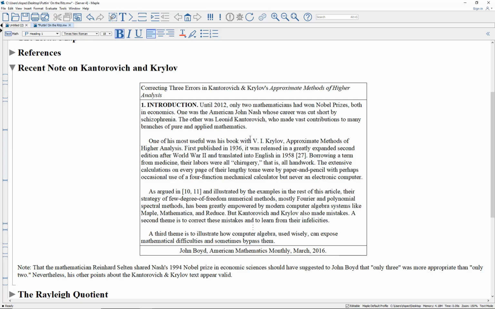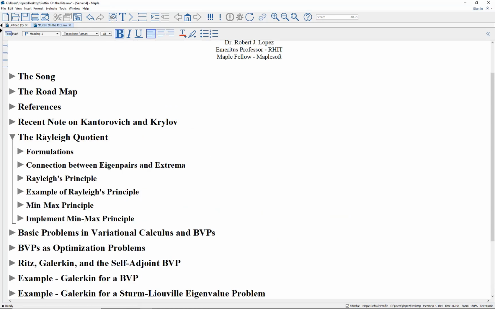But essentially what he's talking about is the book and the techniques that were used in that book, that they were all done by hand. And now with computer algebra systems, so much additional insight can be obtained with fewer mistakes. So I was just surprised when I ran across this as I was digging through all of this material. Let's get on with the meat of this webinar, starting with the Rayleigh quotient.